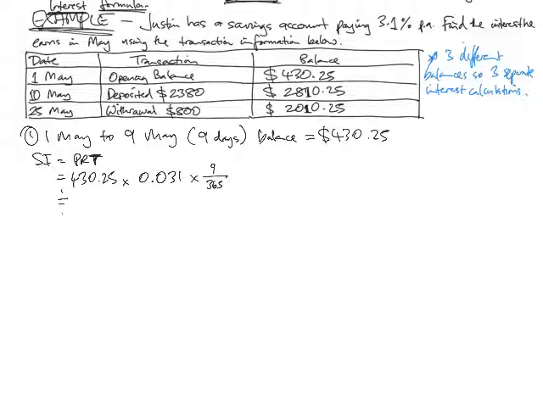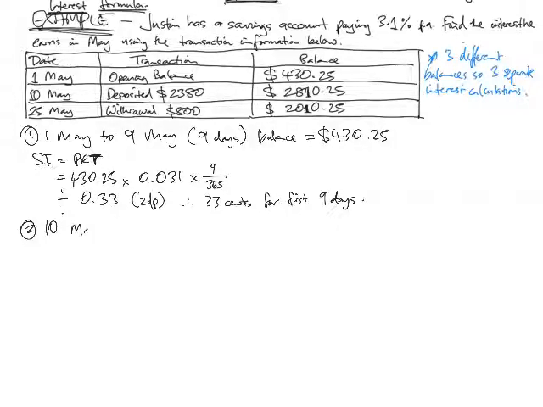That comes to approximately 0.33 to 2 decimal places. So that's in dollars, so therefore 33 cents for first 9 days. So we've only done the first part. I'm going to do the second bit.